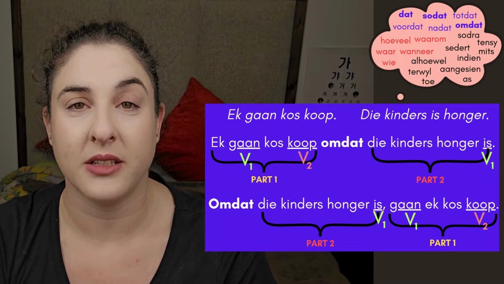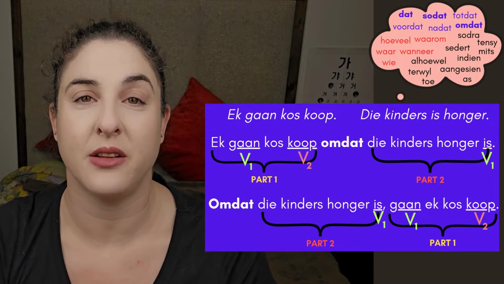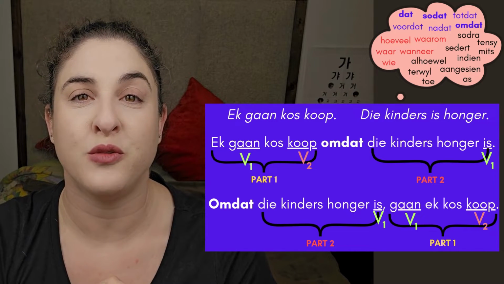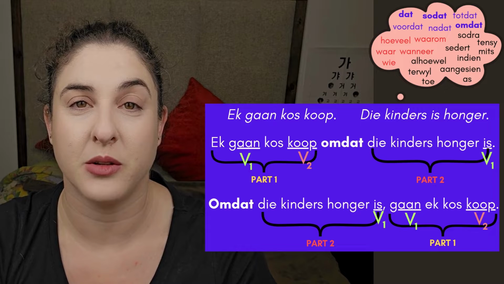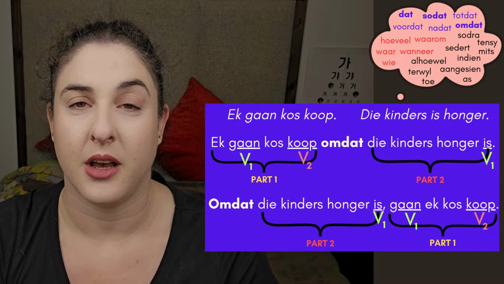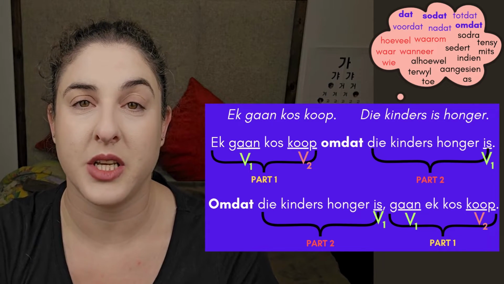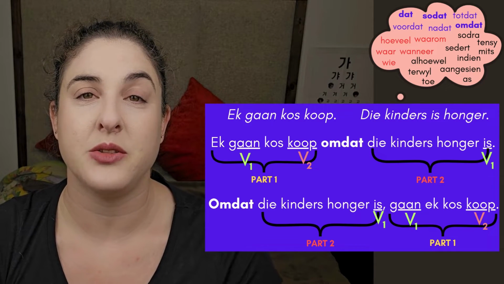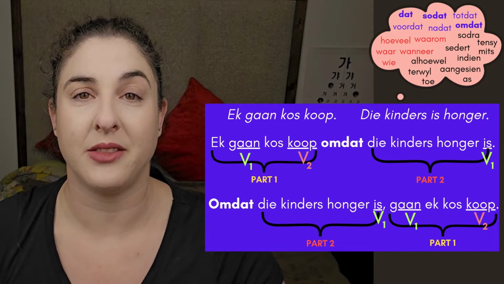Remember, the word OMDAT, which we will take a look at later in the video, means because. But there's another word in Afrikaans, want, which is also the word for because. And I will explain more when to use which one later in the video. Getting back to these two separate sentences, we are now going to add them together.